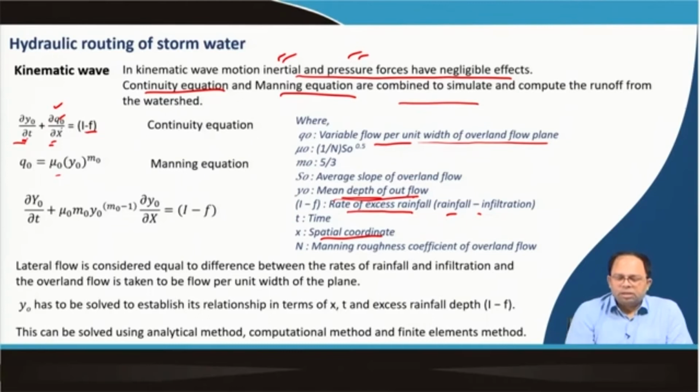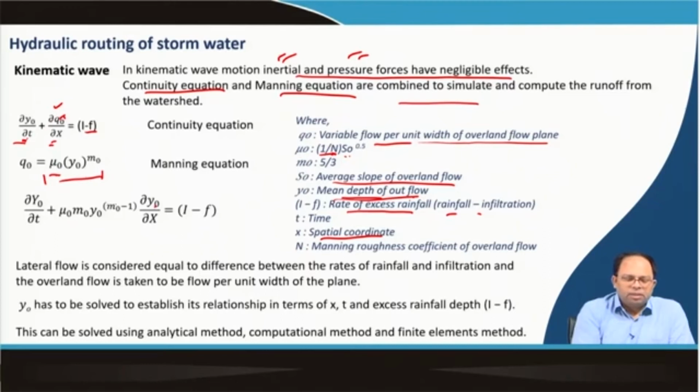Sorry, this q 0 is the variable flow per unit width of the overland flow, and y 0 we already discussed. This is the depth. So, in Manning's equation we already have the depth of the flow multiplied by the slope of the flow divided by Manning's roughness coefficient and so on. So, this mu 0 is actually 1 by n, which is Manning's roughness coefficient, divided into S 0 to the power 0.5. What is S 0? S 0 is the average slope of the overland flow. So, you see this is basically the format of the Manning's equation, which could be put over there.